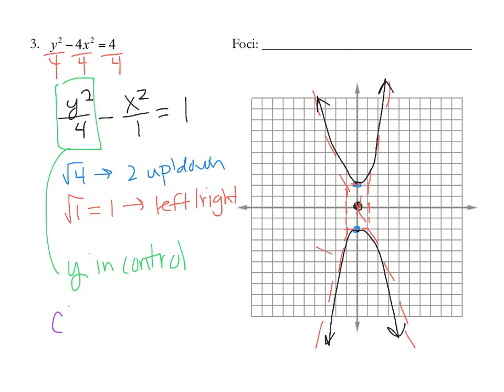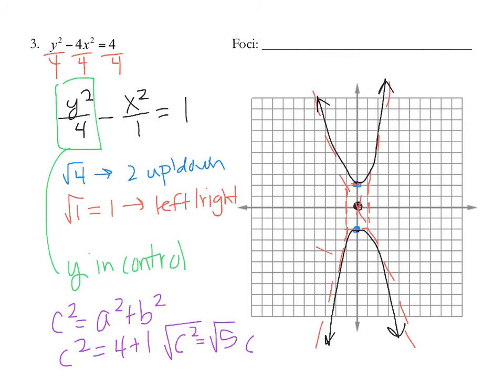And then to find the foci, it's going to be c squared equals a squared plus b squared. It's going to be c squared equals 4 plus 1. C squared equals 5, so then c is going to be the square root of 5. And y is in control, so that's going to go in the y position: (0, square root 5) and (0, negative square root 5). And the square root of 5 is 2 point something. So I know it's just past 2.